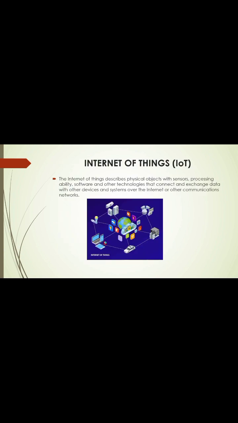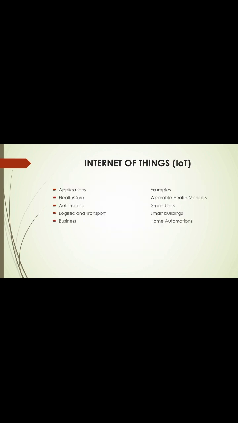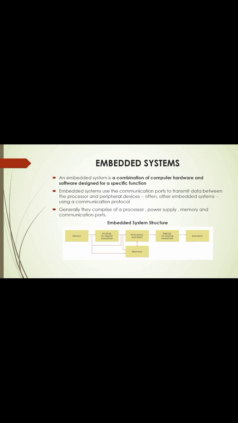Next, what is Internet of Things? Internet of Things describes physical objects with sensors, processing ability, software and other technologies that connect and exchange data with other devices and systems over the internet or other communications networks. Internet of Things is used in applications such as healthcare, automobile, logistics and transport businesses. For example, it is used in wearable health monitors, smart cars, smart buildings, home automation, etc. A real life example of Internet of Things is Alexa, which is used for controlling TV, our home lights, and other devices.